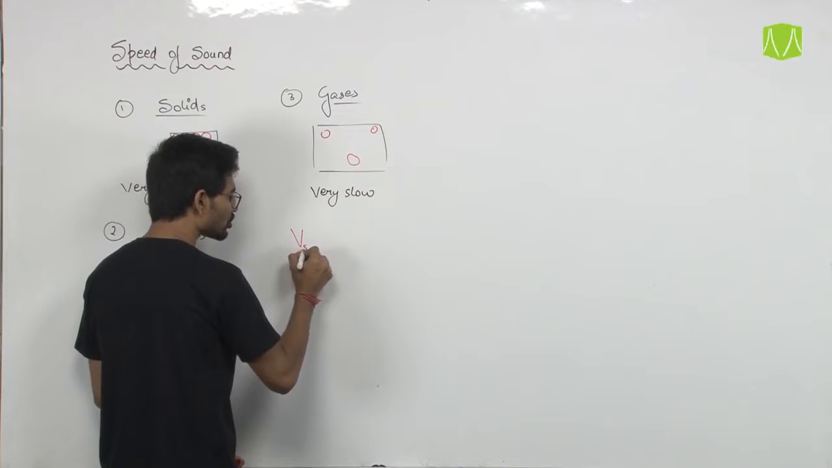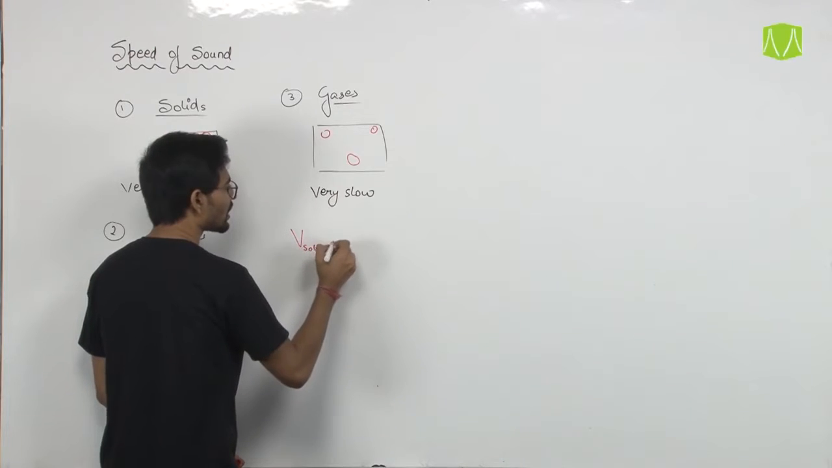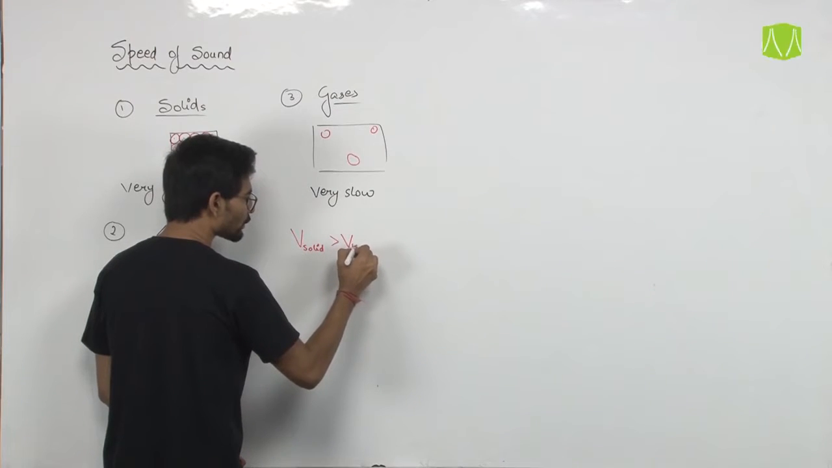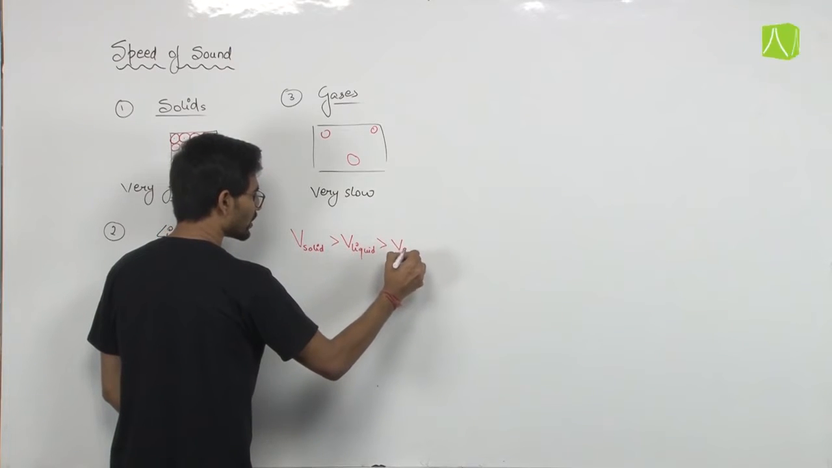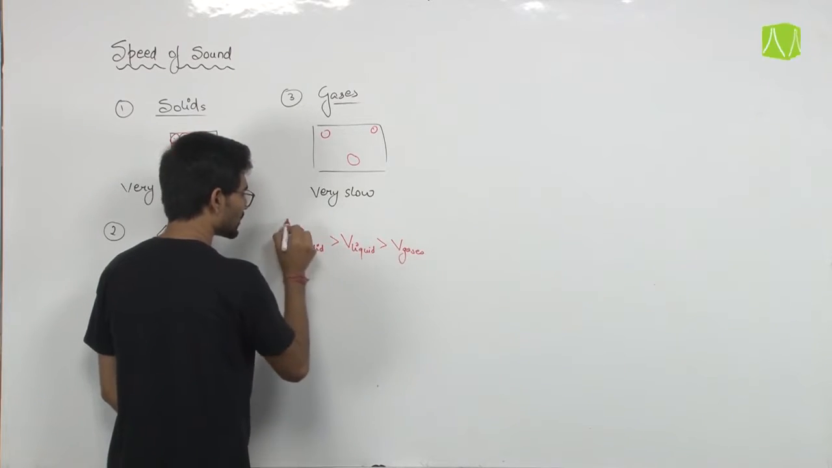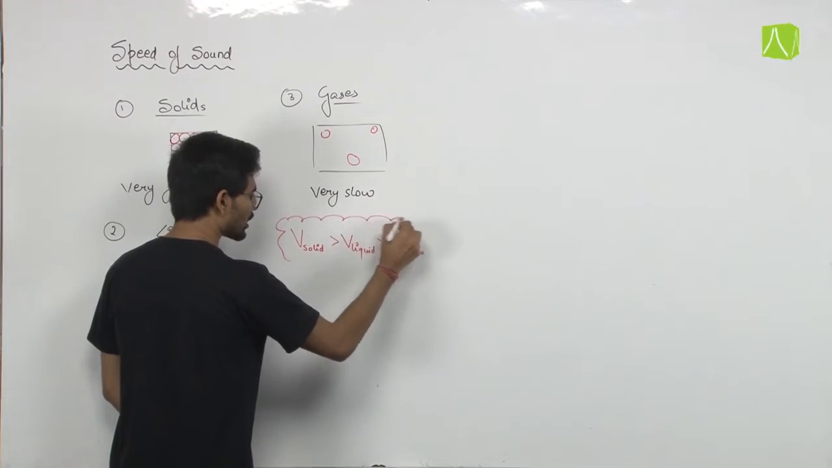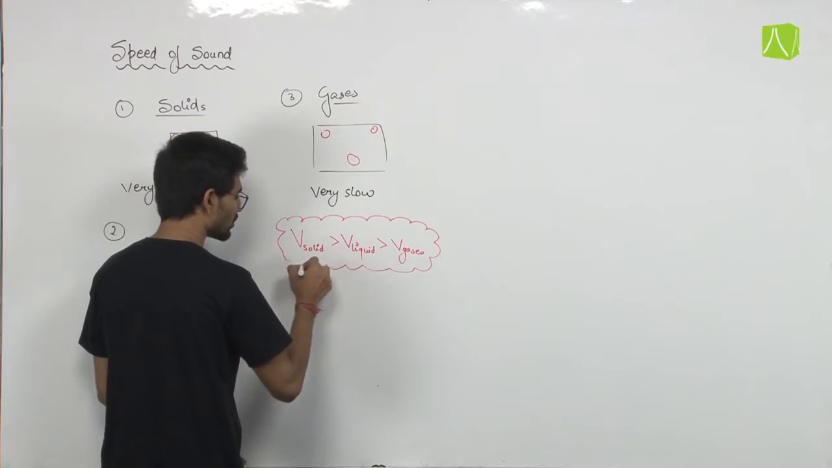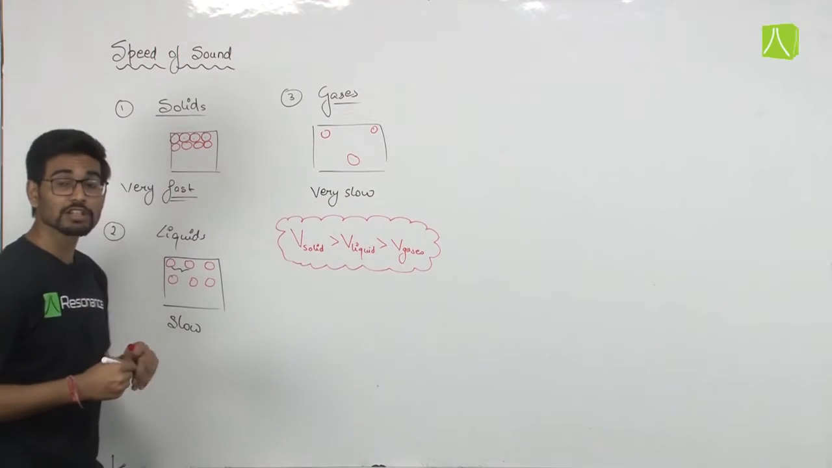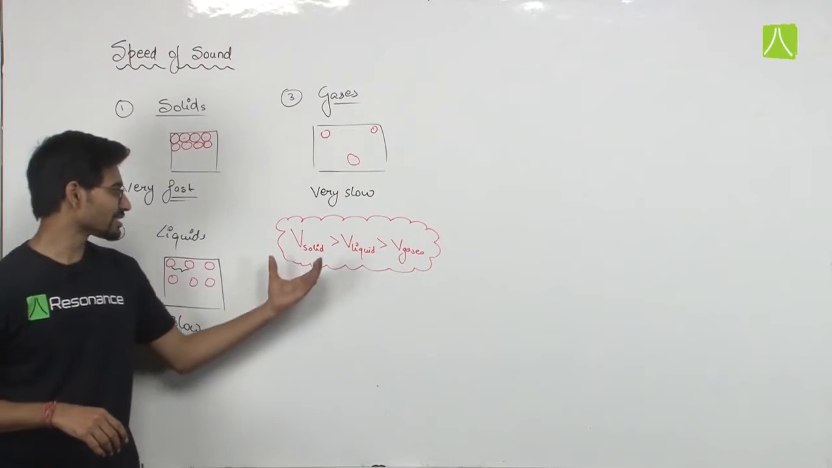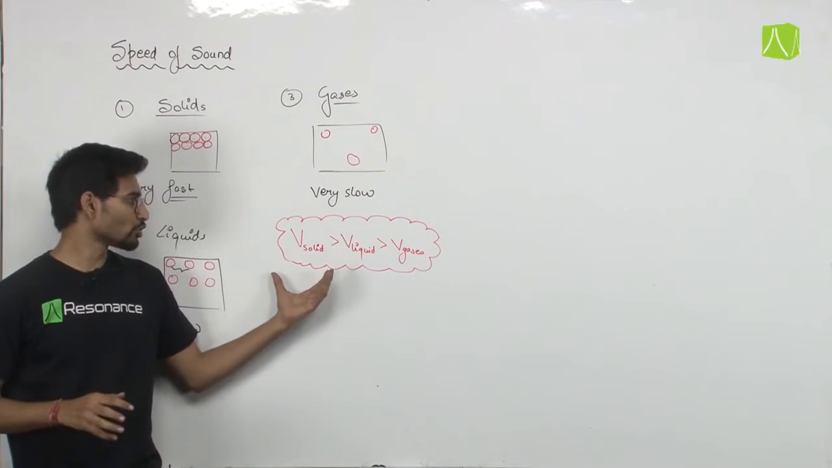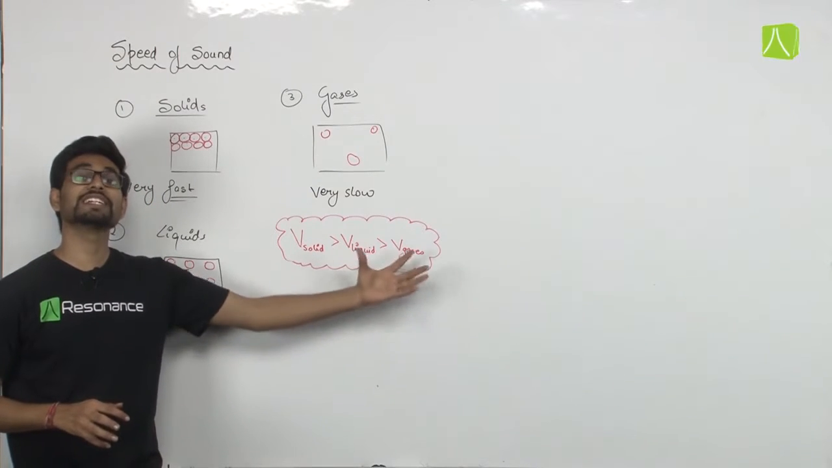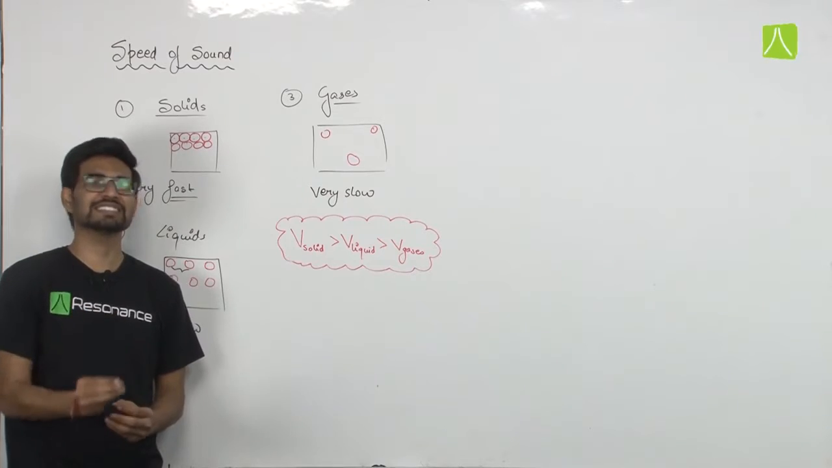If I make a comparison, I will see that the velocity of sound in solids is greater than the velocity of sound in liquids, which is greater than the velocity of sound in gases. This is the conclusion I have drawn: velocity of sound is maximum in solids, which means sound travels at maximum speed in solids compared to liquids and gases, and it travels at the least speed in gases.